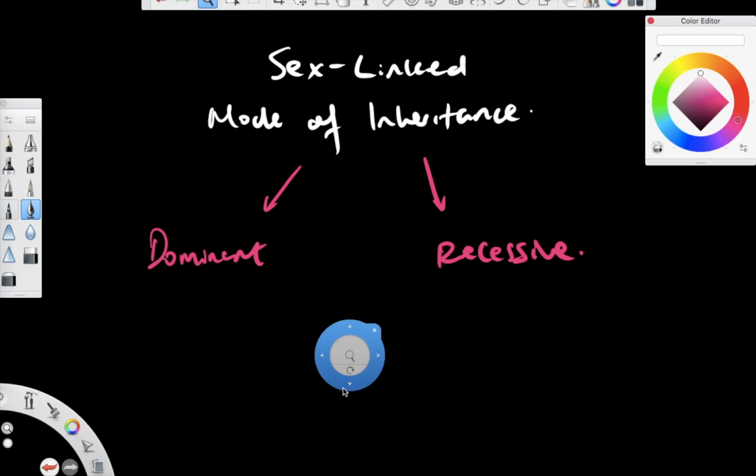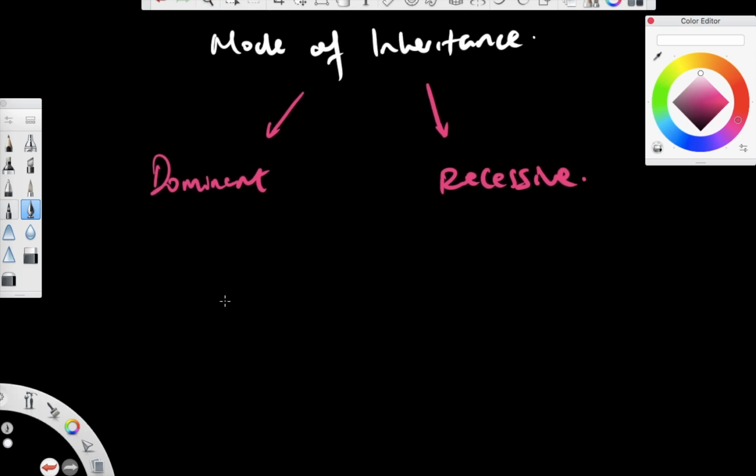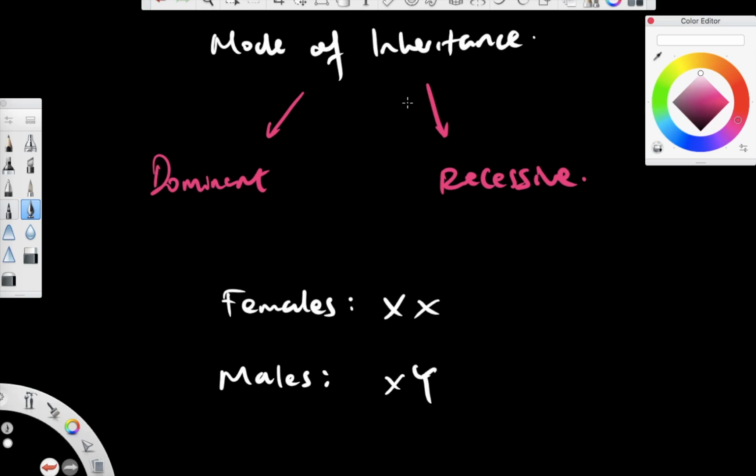And if you remember the nature of sex chromosomes, females have X and X, and males have X and Y, correct? Sex-linked mode of inheritance is more complicated in the sense that there are two categories. So one category is X-linked, and the other category is Y-linked.